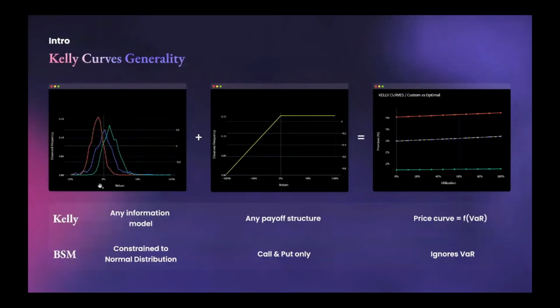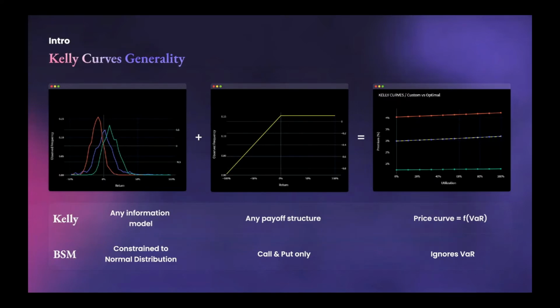And I want to spend just a few moments on that point. So let's compare Black-Scholes versus Kelly on these 3 parameters: the information model, the payoff structure, and the actual pricing curves. So for Black-Scholes, you just don't get to choose the information model.